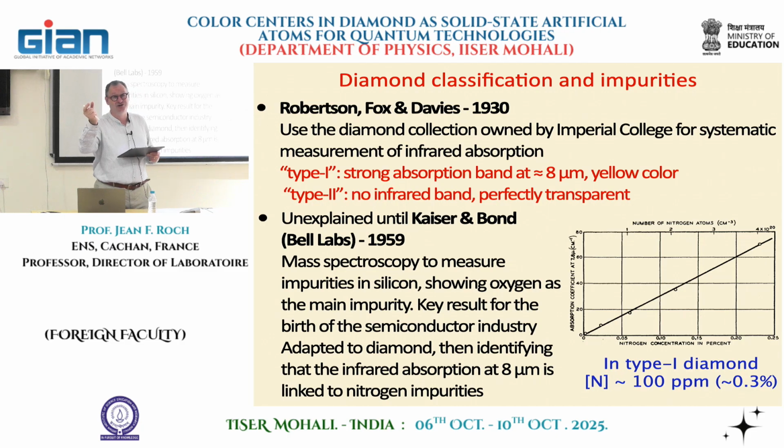Nitrogen is just 1 electron plus the carbon atom. So you see that it can be integrated very easily in the diamond lattice. And we will come back to that, of course, for the NV centers. Okay, so now you can ask yourself, I have this huge amount of nitrogen in the crystal, in type 1 crystals. How are they integrated?